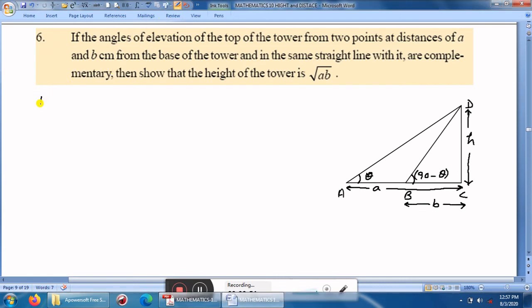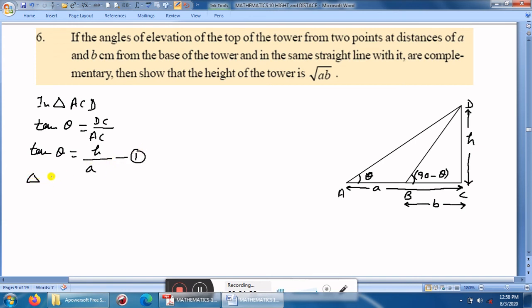in triangle ACD. Now we can take tan theta. It is DC upon AC. So tan theta is equal to, DC is given as H and AC is A. So it's your equation first.